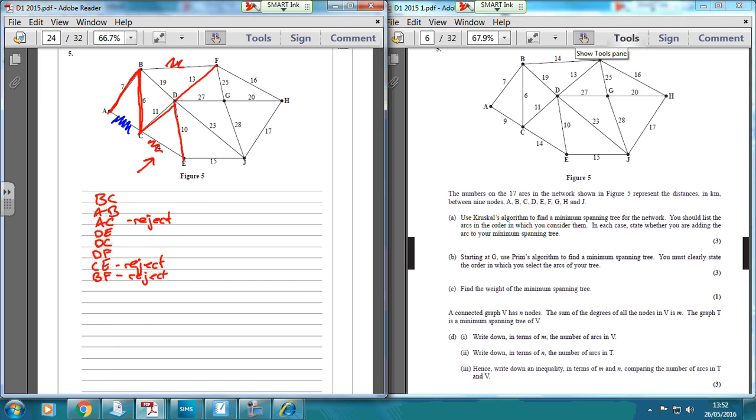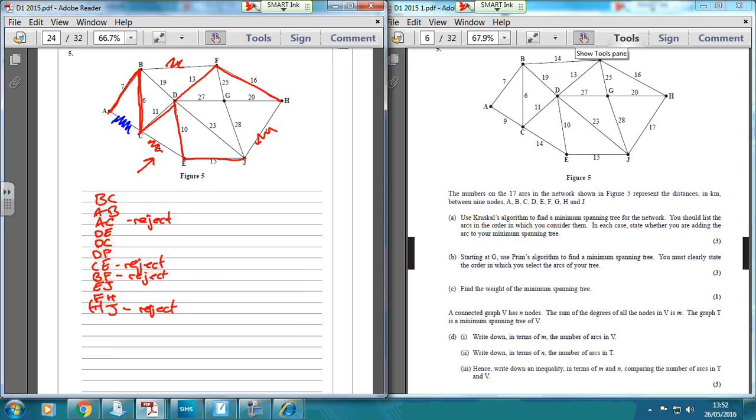So after 14, got any 15s? Yep, down here, so EJ. 16 we've got up here. So it's going to be FH. Next is going to be 17, but if we do 17, it's going to give us a big loop again. So HJ, and we reject that one.